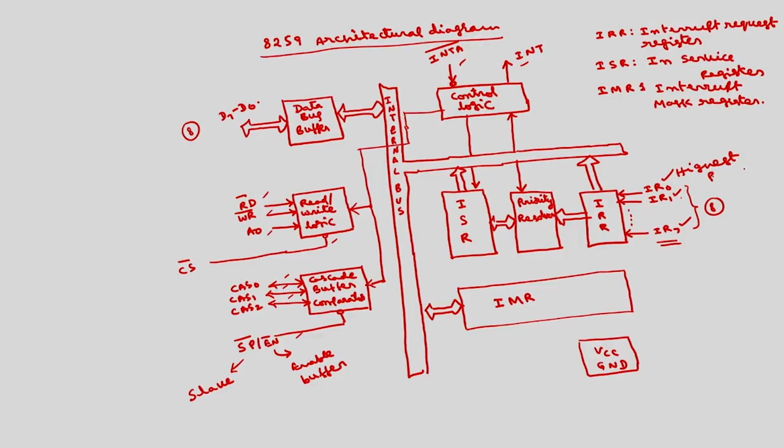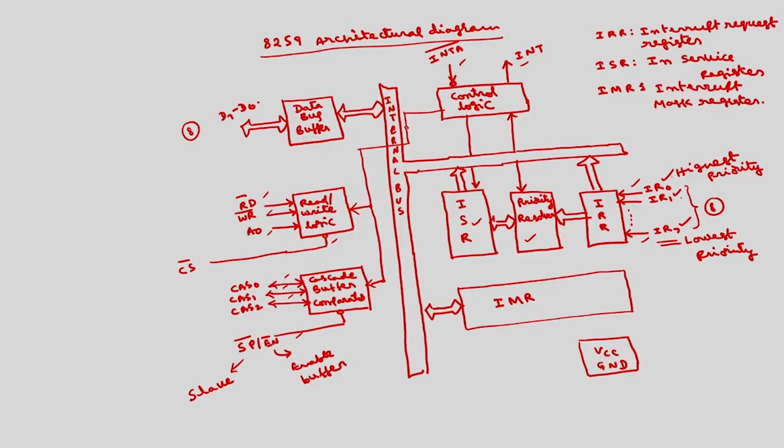In case of the normal process, and there is one process called rotating priority, where we can program the priority of IR0 to IR7. In the normal case, this is the highest priority and this is the lowest priority. So, the signals received through IR0 to IR7 will be resolved and assigned some priority, then the one which has to be processed is given to the ISR.